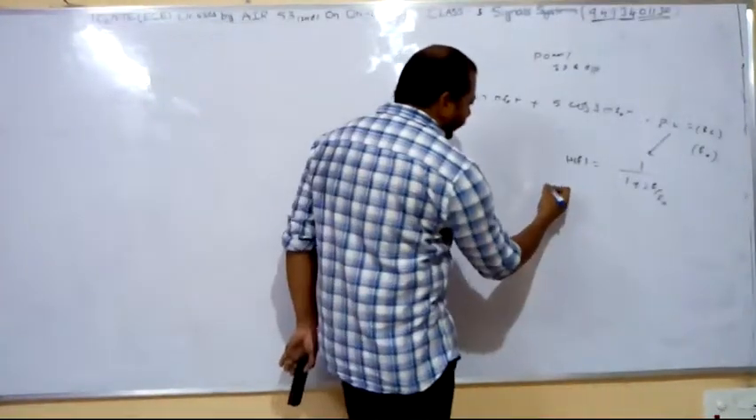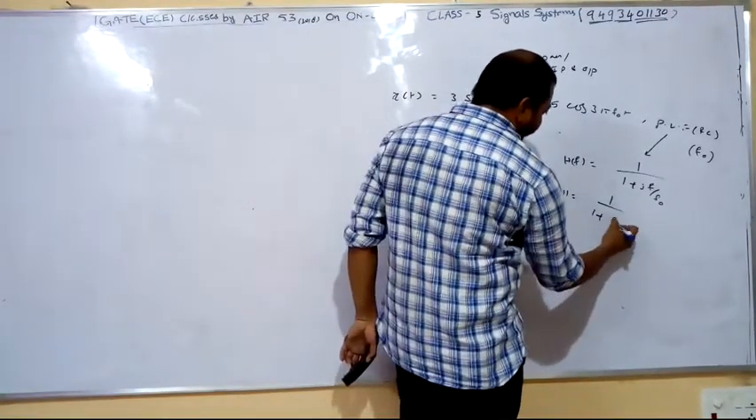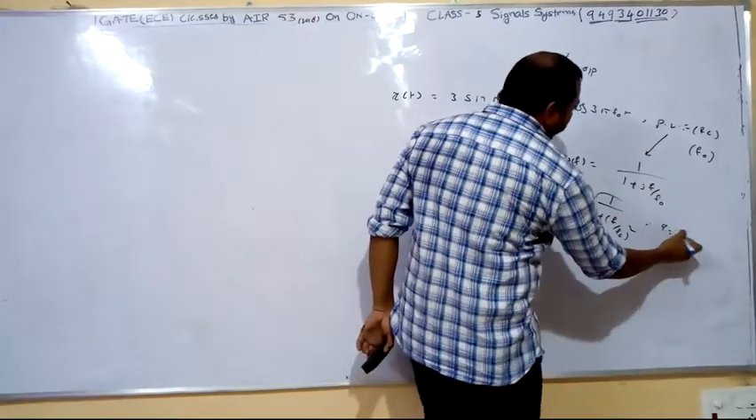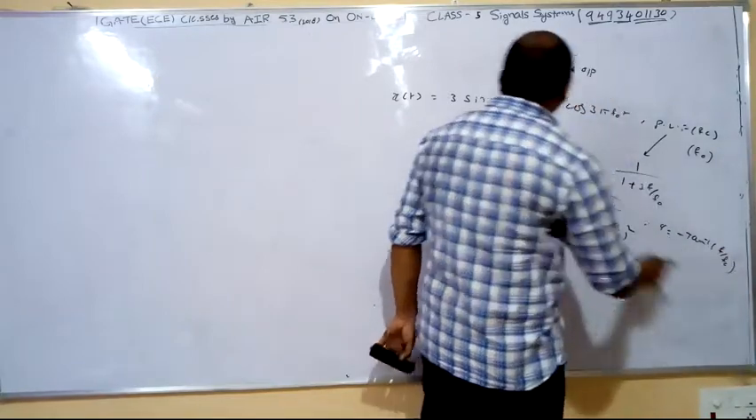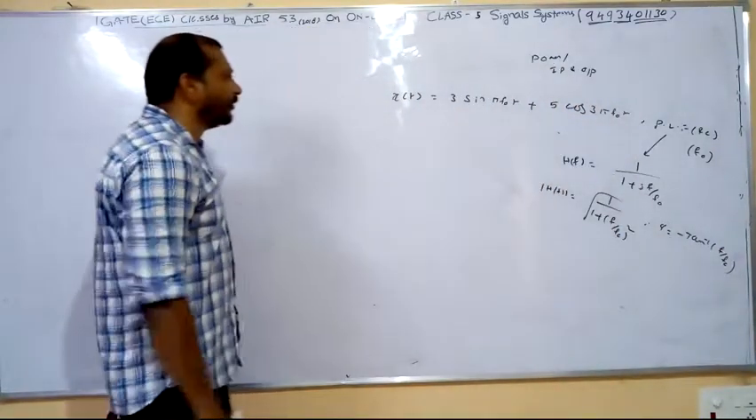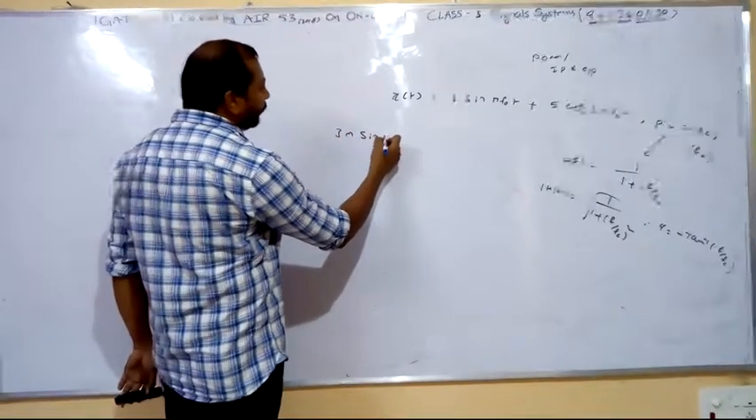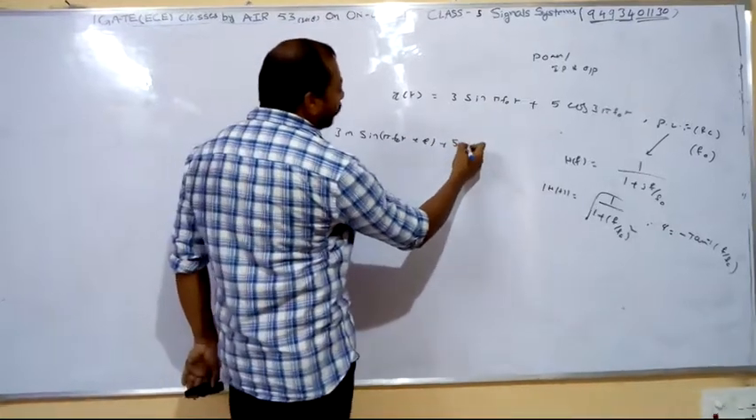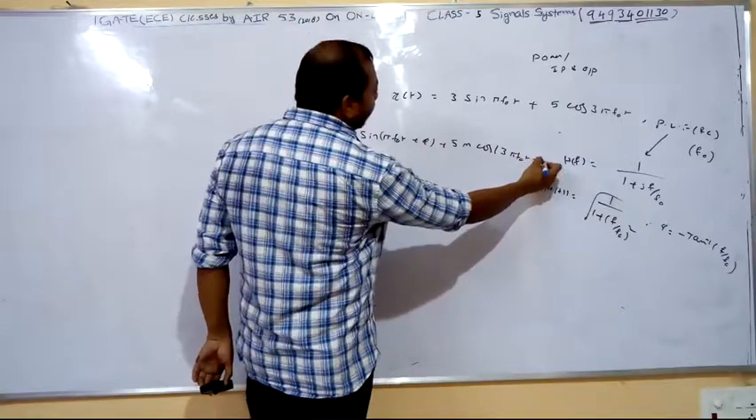Now from this, the magnitude is equal to 1 by the square root of 1 plus f by f naught whole square, and the phase is equal to minus tan inverse of f by f naught. Now the signal x of t given as input to this, the output is equal to simply 3 into magnitude into sine of pi f naught t plus phase, plus 5 into magnitude into cos of 3 pi f naught t plus phase.